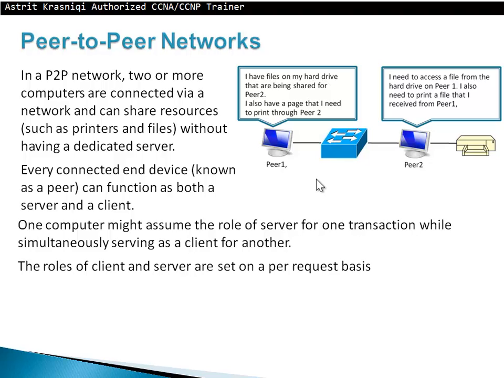So when it's sharing something with another peer, for example a file, when peer 2 is accessing that file, peer 2 is a client, peer 1 is the server. When peer 1 is printing something on peer 2, peer 2 is the server, peer 1 is the client. So you can see in peer-to-peer networks, a PC can be both a client and a server.